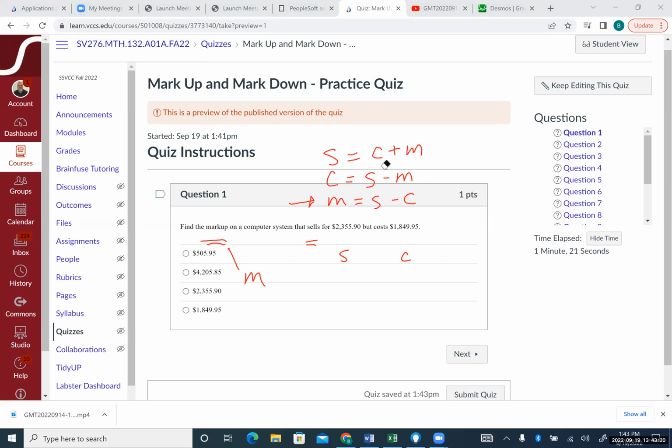So we simply take the selling price, which is what you put out on your shelf. It costs $2,355.90. The original cost that you paid for it was $1,849.95. When we subtract those two, we should get our markup. Maybe somebody out there with a calculator handy can tell me what that is.